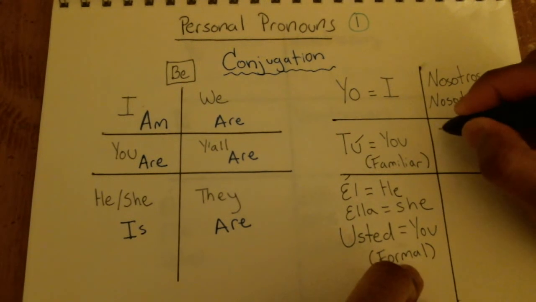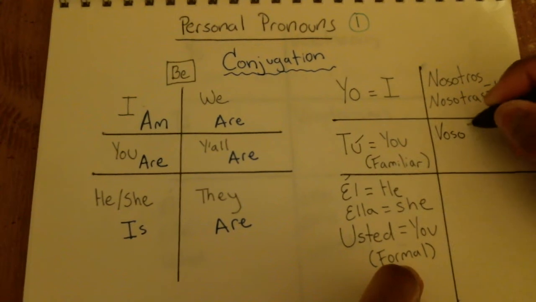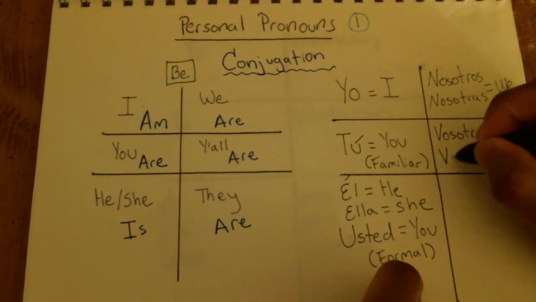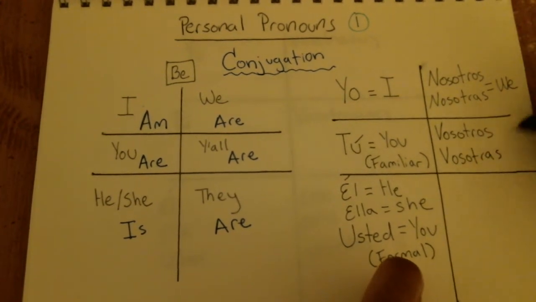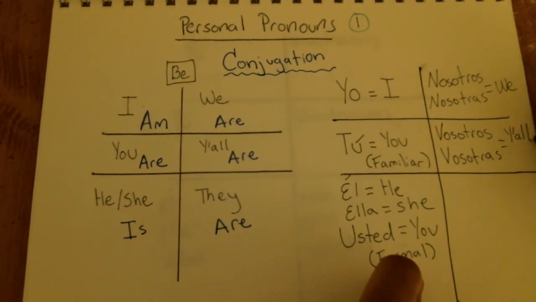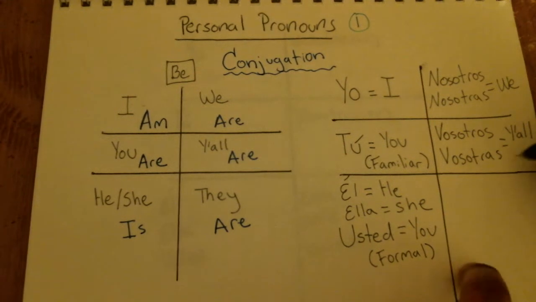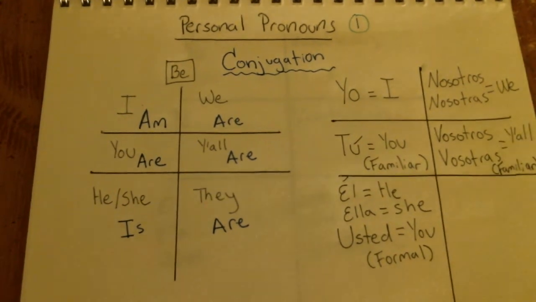Now, the next pronoun follows just about the same pattern. This one, vosotros, is masculine, or vosotras is feminine. And both of these mean y'all, okay? Both of these mean y'all. But this y'all is familiar, okay? So let me see if I can find some space to put that under here. This is a familiar way of saying y'all.